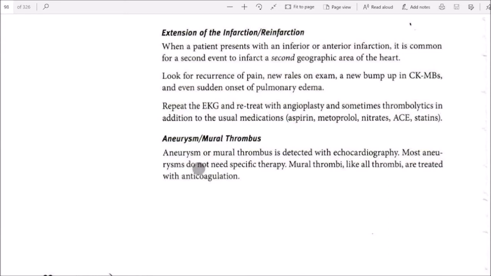Aneurysm/mural thrombus. Aneurysm or mural thrombus is detected with echocardiography. Most aneurysms do not need specific therapy. Mural thrombi, like all thrombi, are treated with anticoagulation.